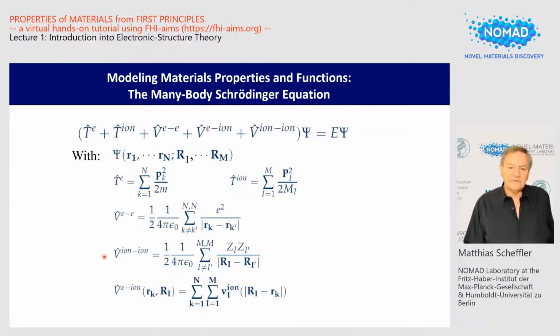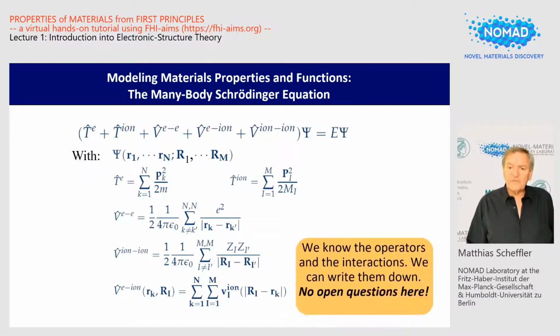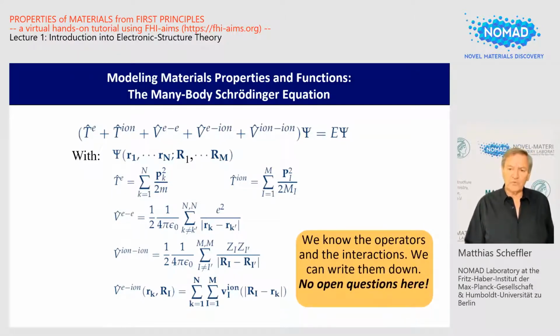The ion-ion interaction, or nucleus-nucleus interaction, depends on the nuclear numbers, Zi and Zi prime, and the corresponding positions, and the electron-ion interaction. In the same way, it is the Coulomb interaction between the ion at position I and the electron at position K, summed over all electrons and all nuclei. So all these things are known. We know all the operators, we know all the interactions. We can write them down.